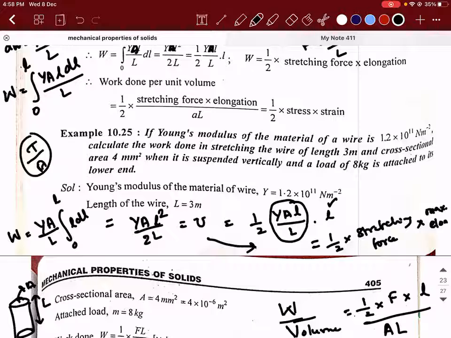Okay, the question is which area I should take: the area at the time of elongation, or the original area that I considered when the wire was fresh.